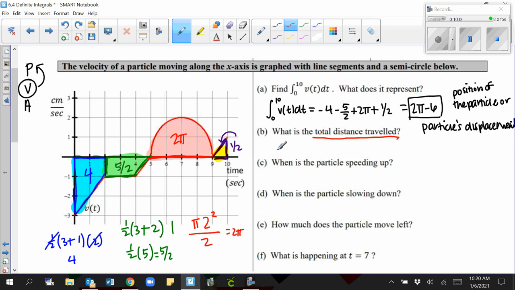So that means that I'm going to do my 4 as a positive plus 5/2 plus 2 pi plus 1/2. So 5/2 and 1/2 is 6/2, which is just 3, plus 4 gives me a 7. So it's going to be 2 pi plus 7 is the total distance traveled.